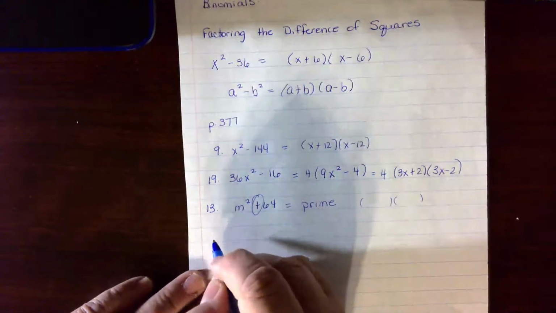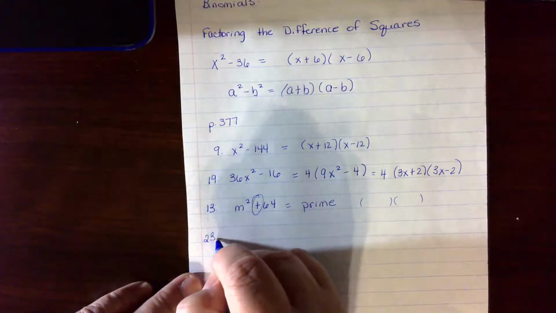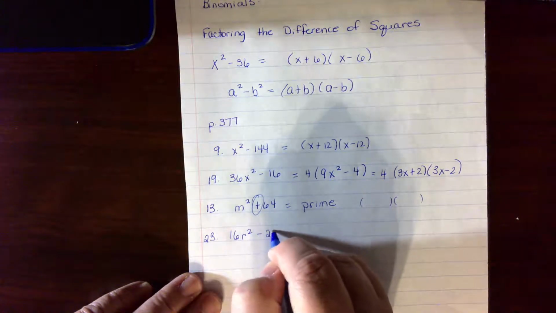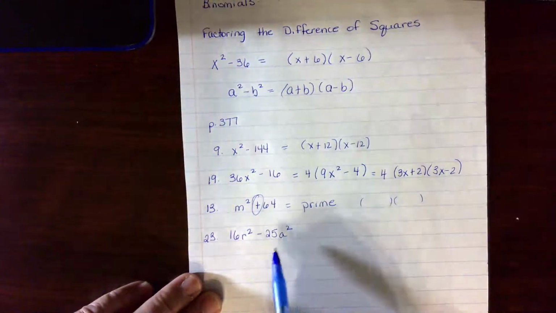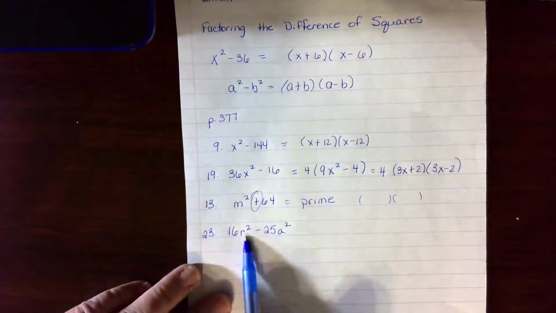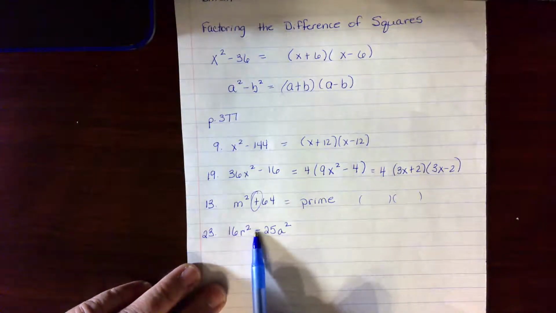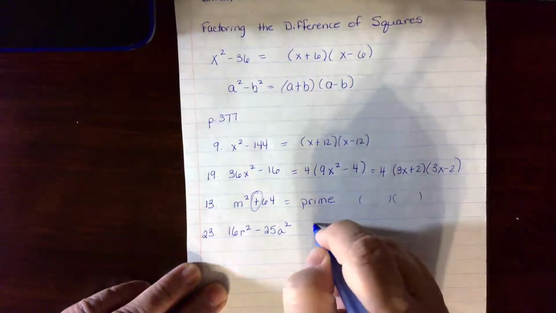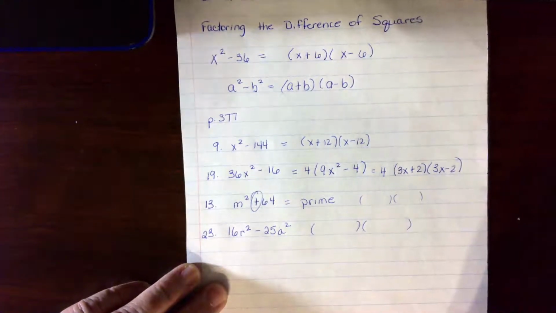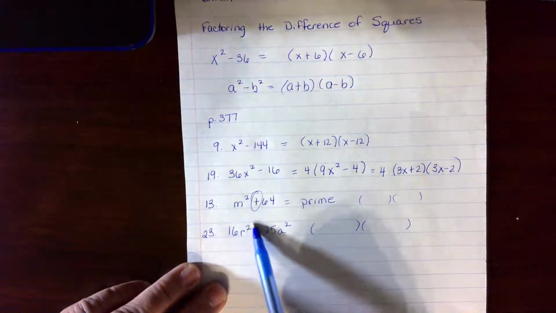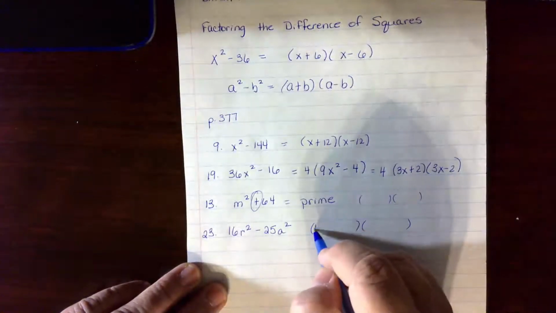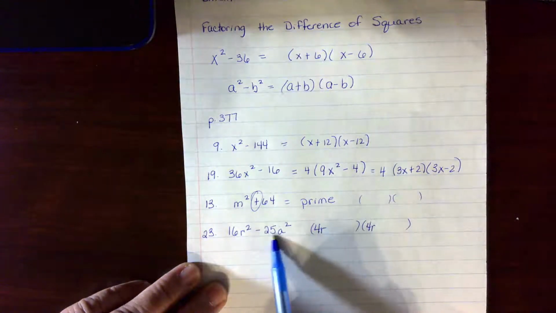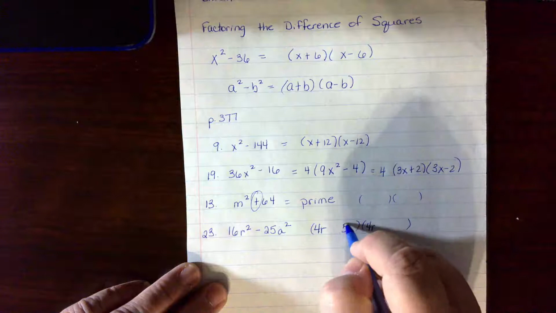All right, let's do one more. Two terms. They are both perfect squares. It is a difference. And there's no greatest common factor other than 1. So I'm ready to do the two square roots. The square root of 16r squared is 4r. And the square root of 25a squared is 5a.